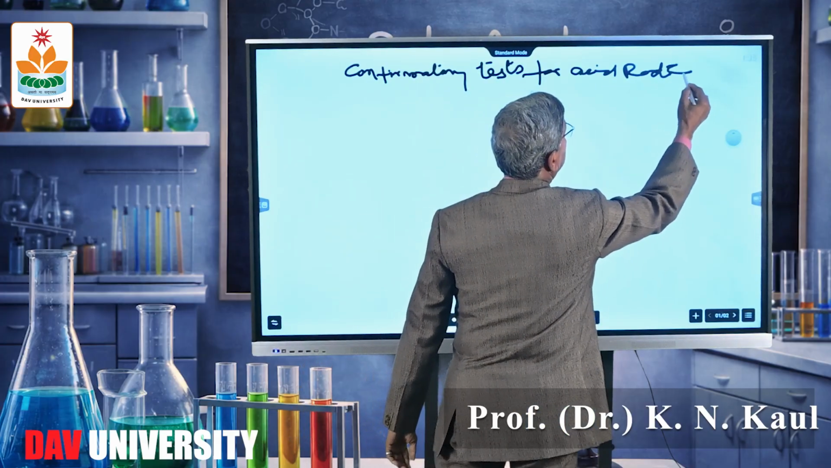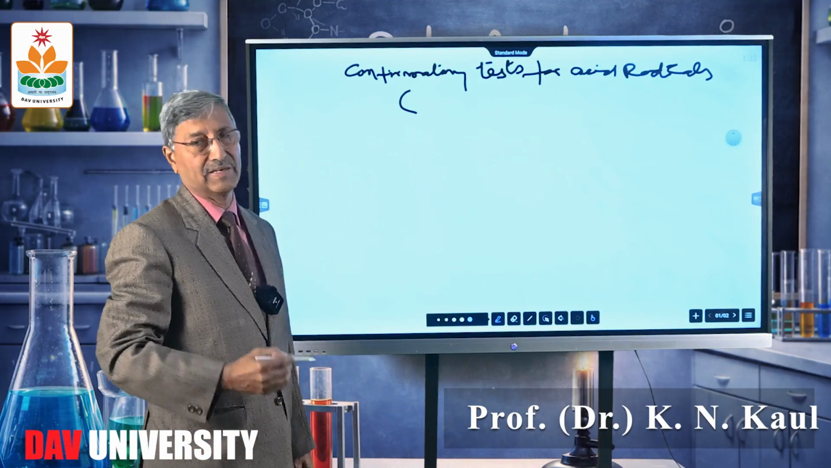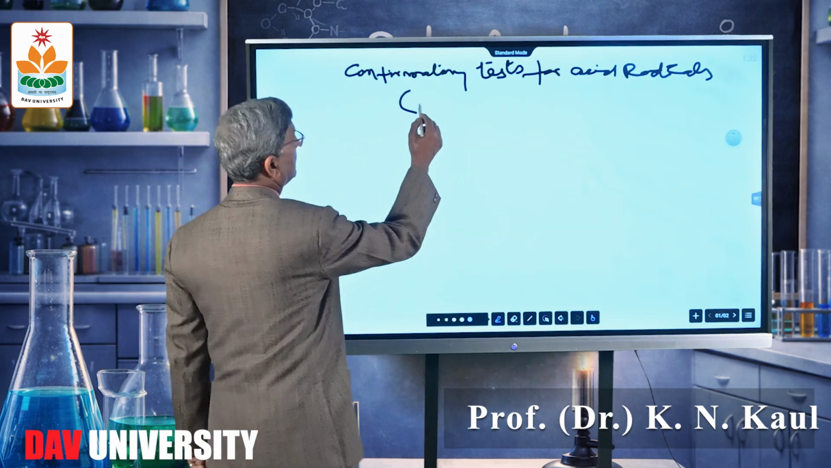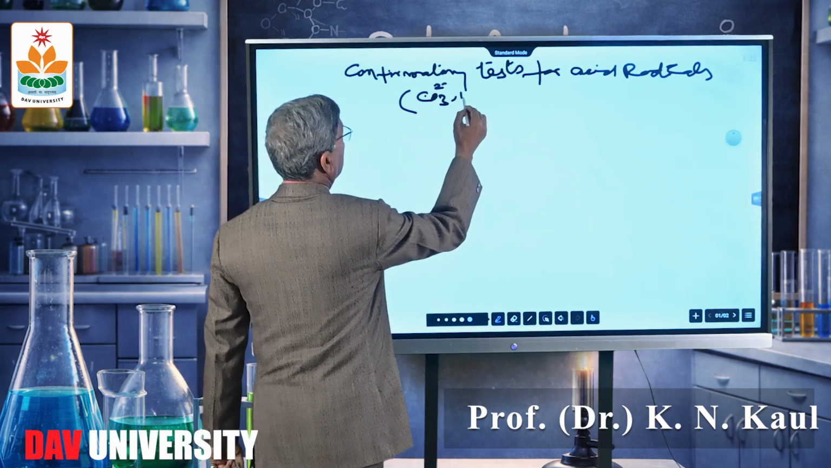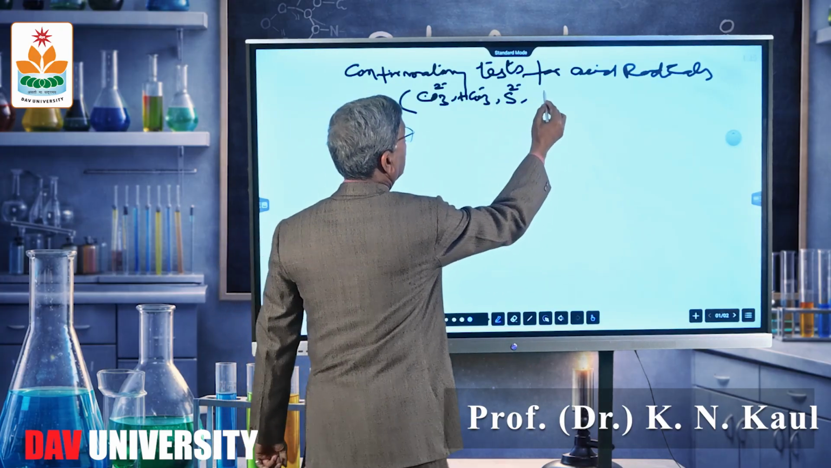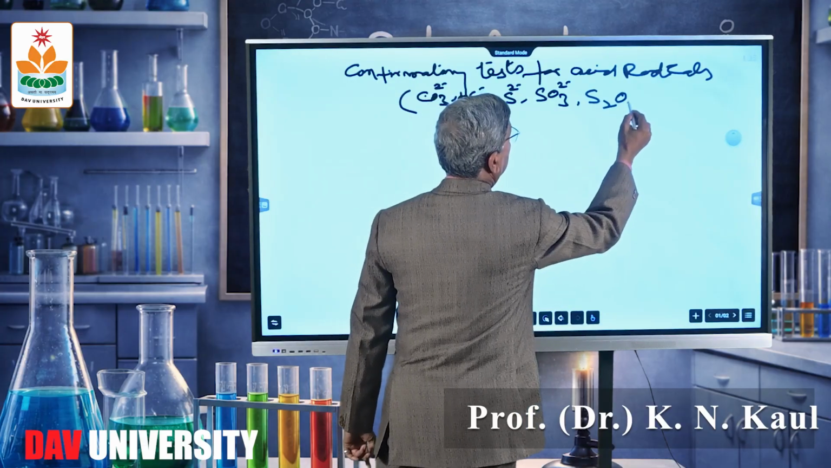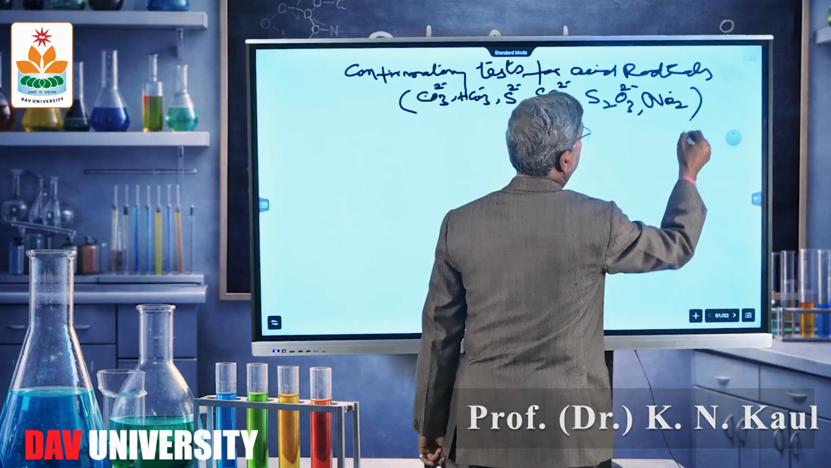acid radicals. अब हम कौन कौन से कर रहे हैं? We are doing the confirmatory test for the radicals to be detected with dilute H2SO4, that is again carbonate, bicarbonate, sulfide, sulfite, thiosulfate, and nitrite.